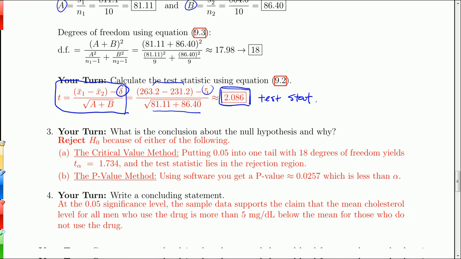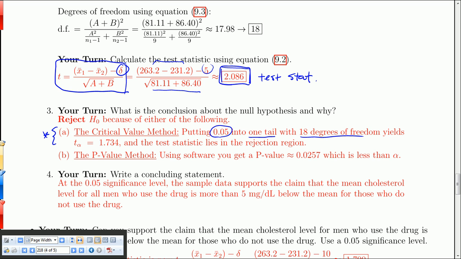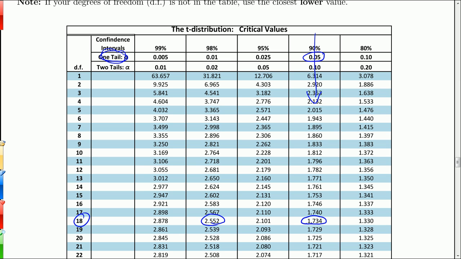So I need to take that test statistic and determine whether or not I reject the null hypothesis. If we use the critical value method for table users, we need to put 0.05, that's the significance level, one tail with 18 degrees of freedom. And we actually did that, but we'll take a look at it again. So it is one tail. So I'm in this row. 0.05 is the significance level. I still have 18 degrees of freedom, but now I'm in this second to last column. So my critical value is 1.734.